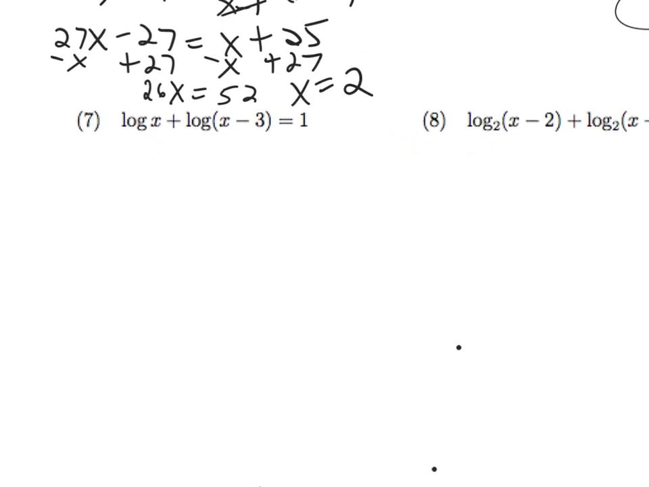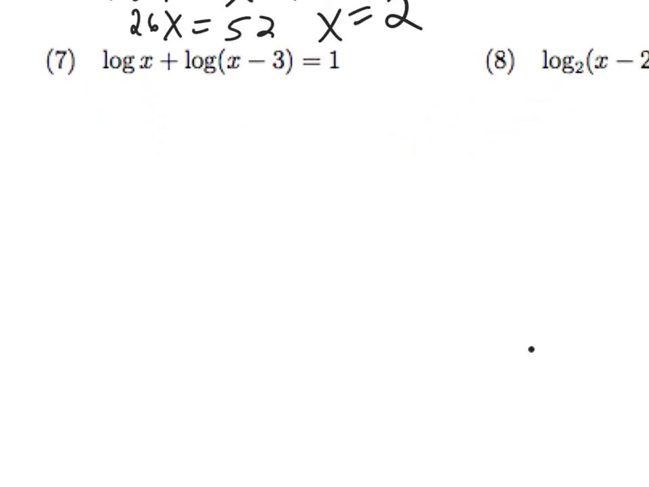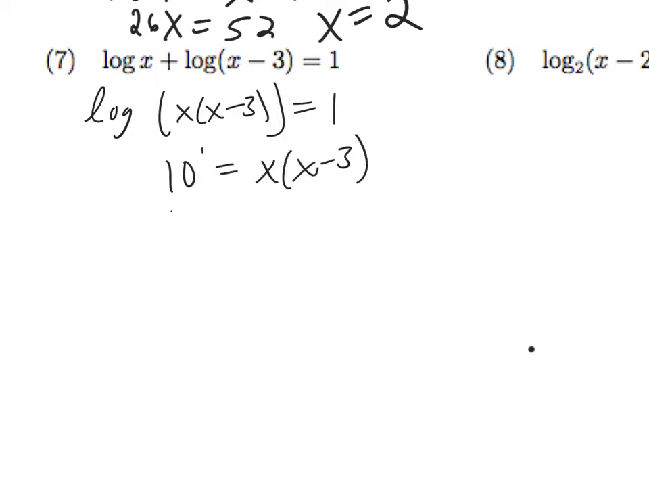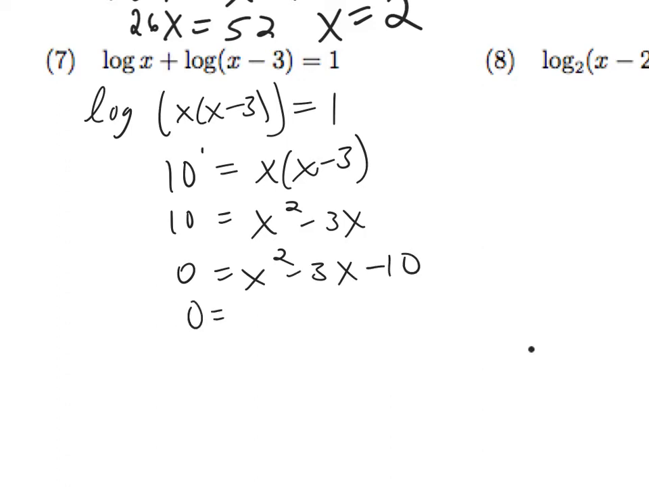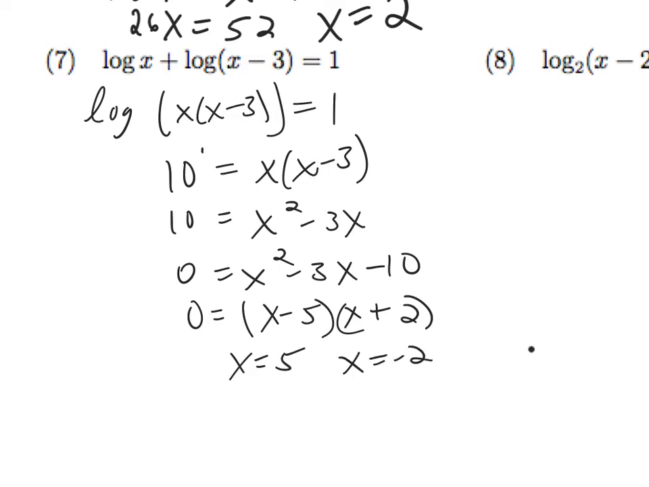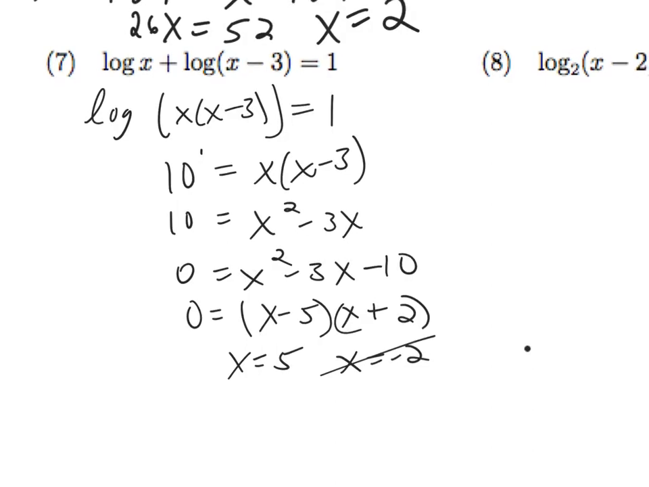Let's look at the next one. Okay. Log of x times (x minus 3) equals 1. 10 to the first power equals x times (x minus 3). 10 to the first power equals x squared minus 3x. Take 10 away from both sides. Two numbers that multiply to get negative 10 and combine to get negative 3. It would have to be 5 and 2, negative 5, positive 2. So my solutions here are positive 5 and negative 2, and negative 2 gets rejected because it's negative. So we don't accept it. Just 5.